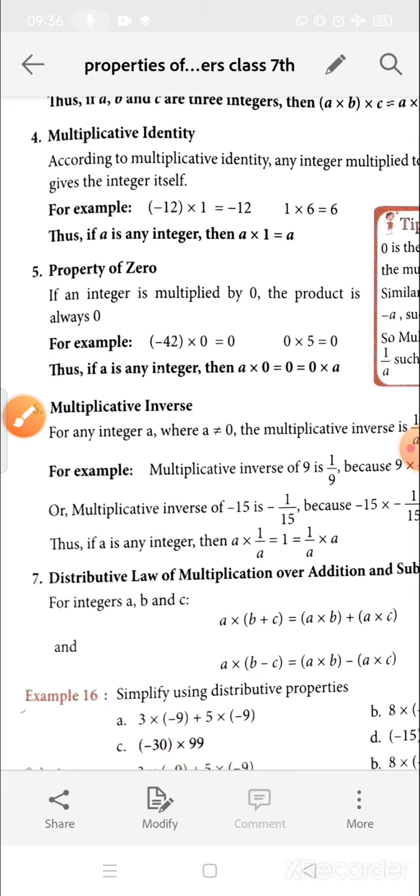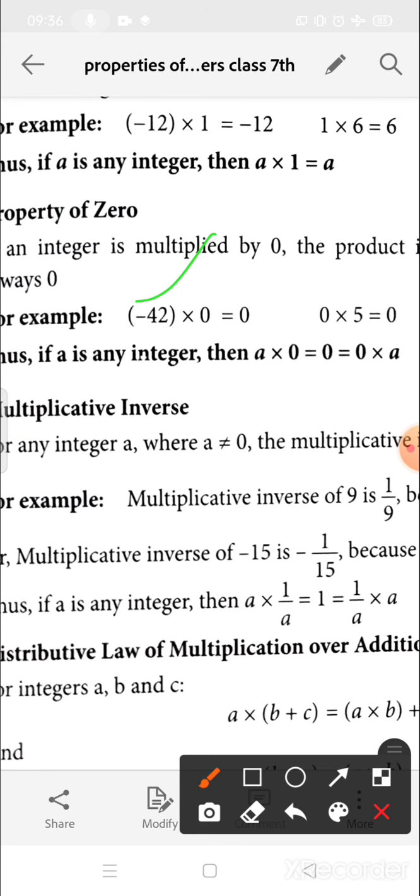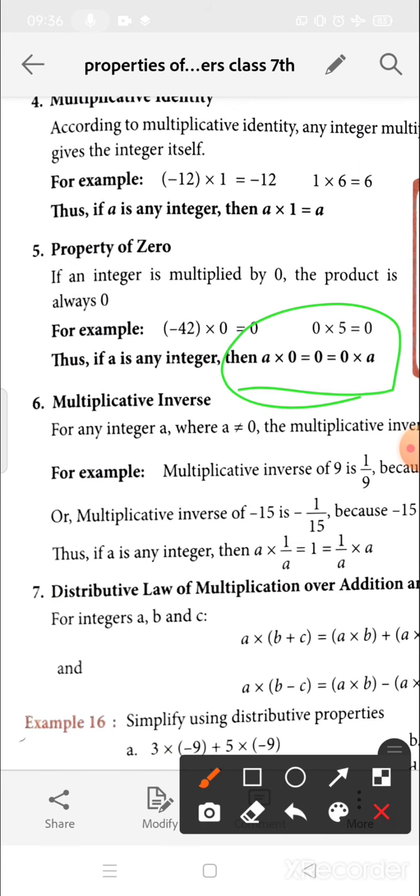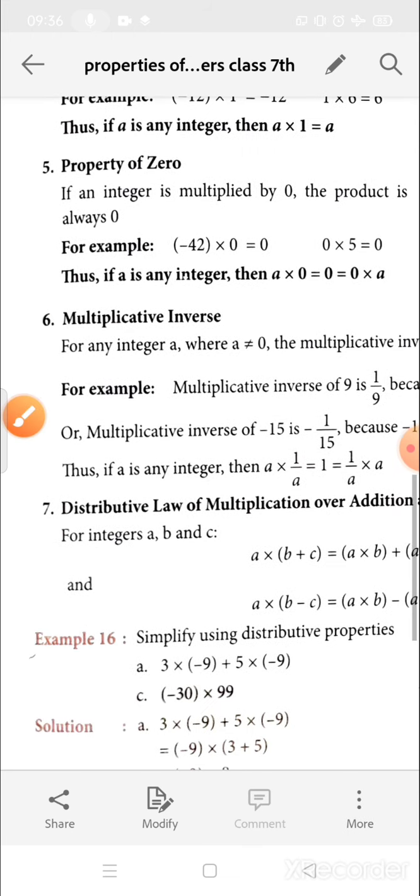Clear? Now look here. This is minus 42 multiplied by 0, it is equal to 0. And this is 0 and this is plus 5. Their multiplication is also 0. So according to the property of 0, whenever you multiply any integer by 0, the result is 0. Clear? Now the next property is multiplicative inverse.